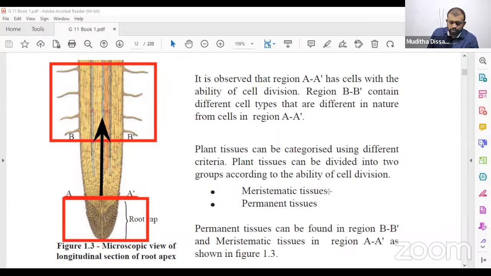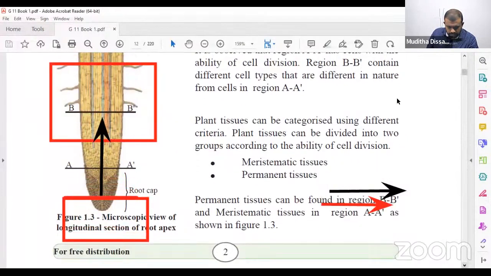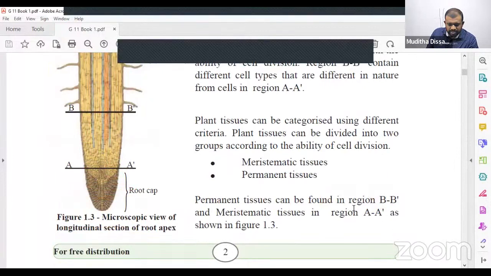So the meristematic tissues every time act as cell factories, they divide and produce new cells. That is the only function, while permanent tissues perform some specific function depending on the place where they are. Permanent tissues can be found in region BB dash and meristematic tissues are found in region AA dash.